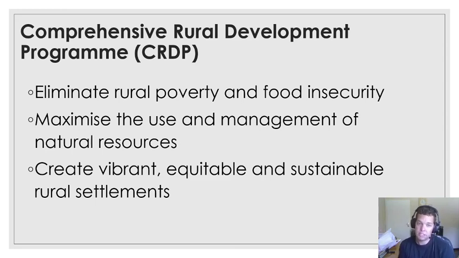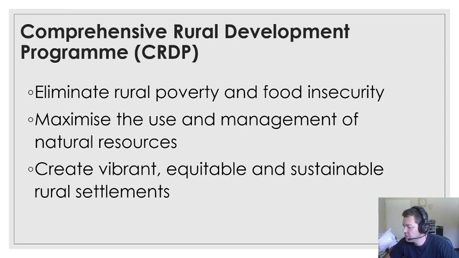And the three ways you do that is firstly to reduce your poverty and make sure that people have enough food in the rural areas, there's no malnutrition. The second thing you have to do is make sure that you use and manage your natural resources very well. You should leverage those. And the final one is you actually want the rural area to be nice and vibrant, but it must also be equitable. Equitable means it must not disadvantage anyone. There should be an equal and democratic sharing of resources and services, and also it should be sustainable.